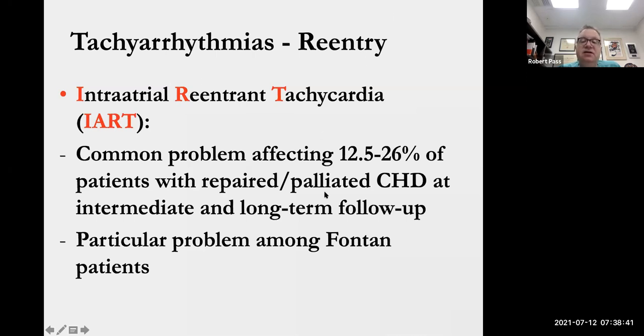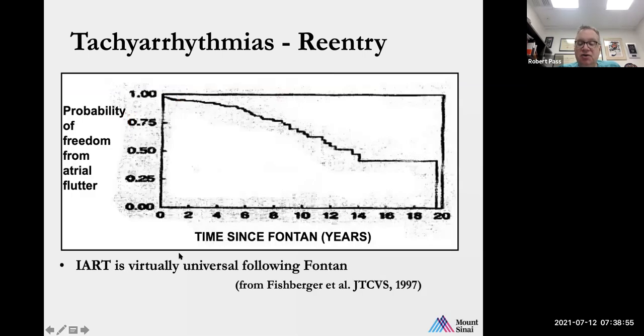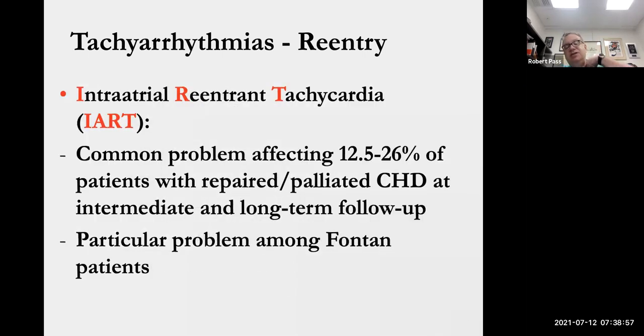And people who take care of adult congenital patients are dealing with this problem constantly. And it is a particular problem amongst Fontan patients. There is some literature that is beginning to develop suggesting that extracardiac Fontan patients may be at lower risk.